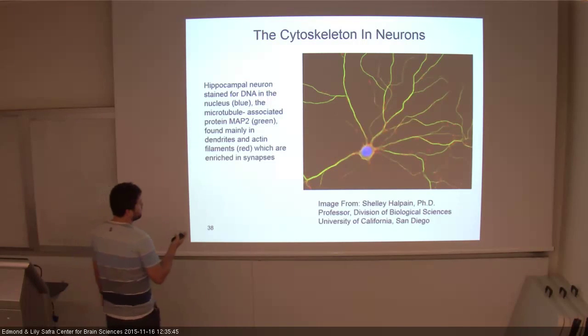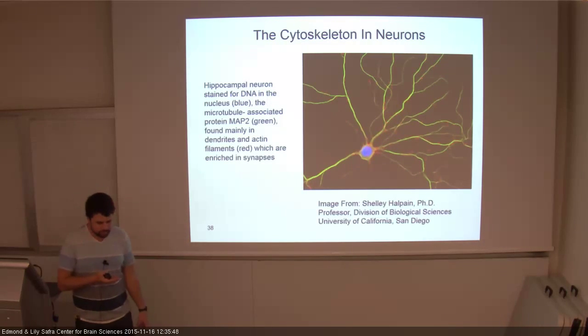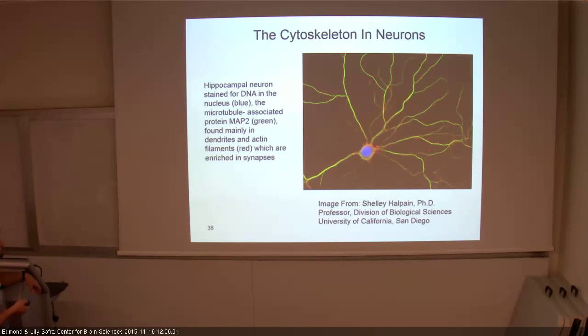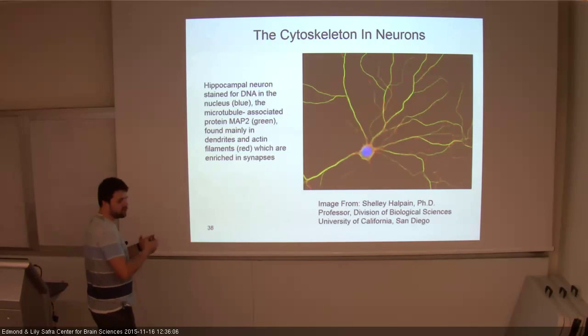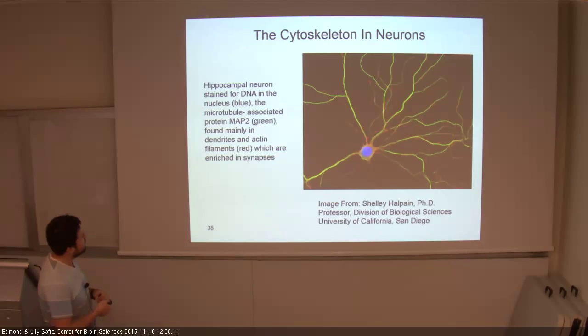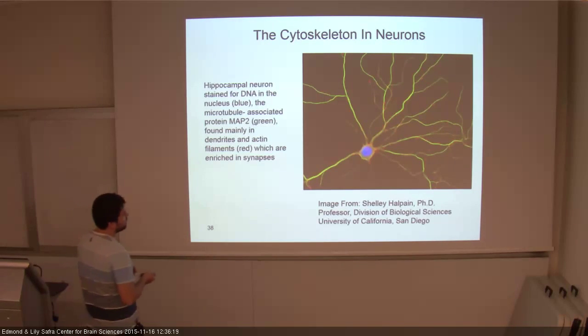Here is an example of a cultured neuron, a cultured hippocampal neuron. In this image, we have a microtubule-associated protein, MAP2, which is specific to neurons. This is the protein that forms the dendrites and holds them in place. This is the green protein, and you can see that it's highly enriched in the dendrites. It's not enriched at all in axons. You don't see the axon of the cell at all.